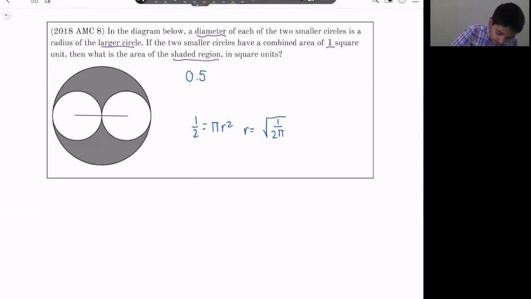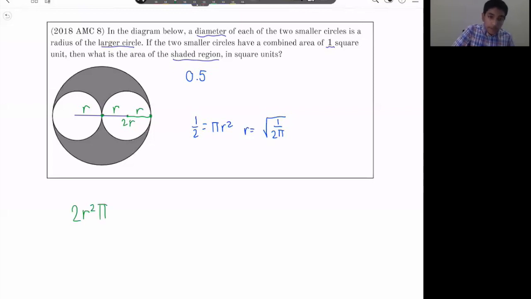So let's just let the radius of each of these smaller white circles be r. Then we can see that the radius of the bigger circle is just going to be 2r, since we have 2 of the smaller circle radii, right? So now let's calculate the area of each of the white circles. The area of both the white circles is 2 r squared pi.